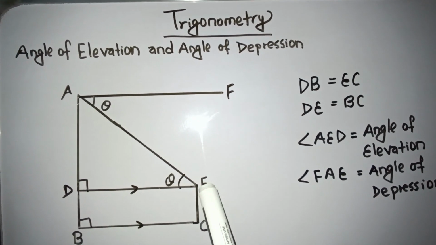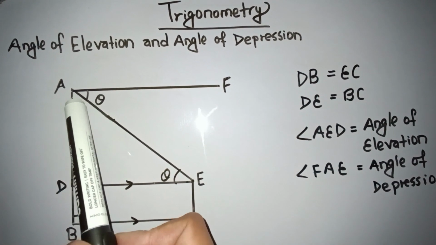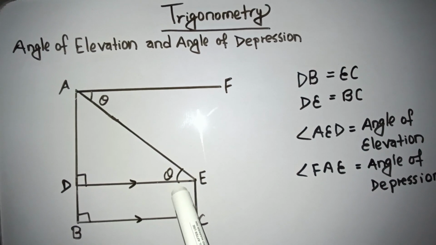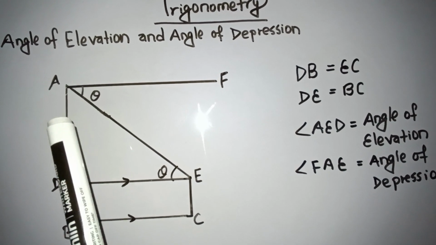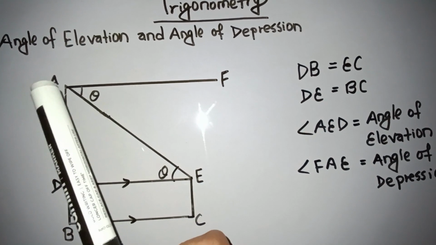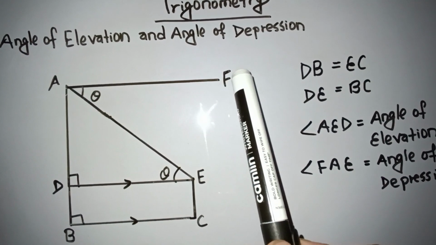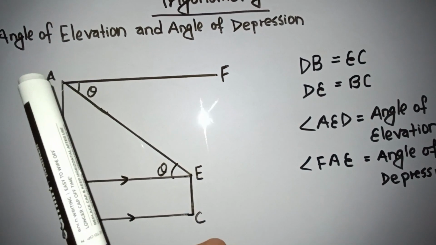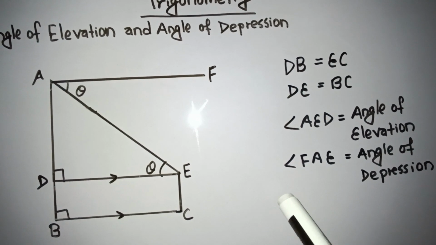from the ground. Then the angle made between the top of the tower and the ground is the angle of elevation. Similarly, if we see the ground from the top of the tower, then from the horizon there is an angle made by the top of the tower and the ground, which is the angle of depression.